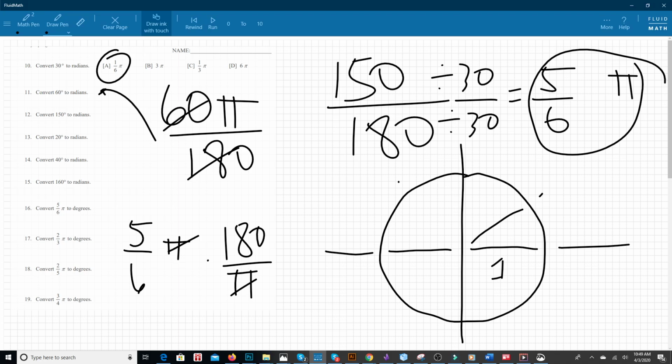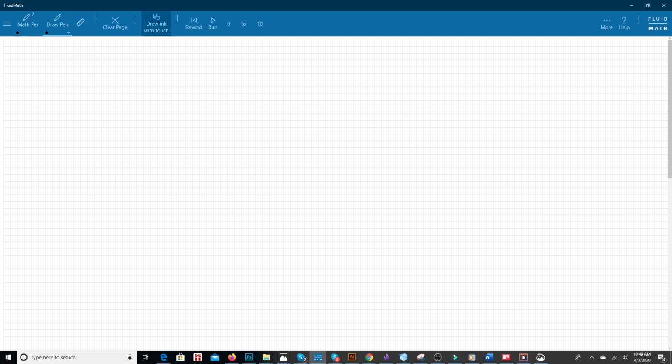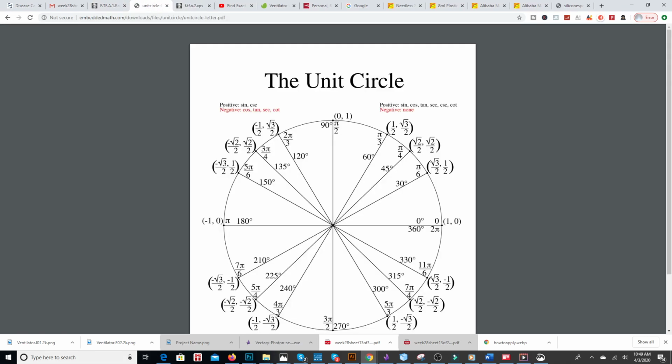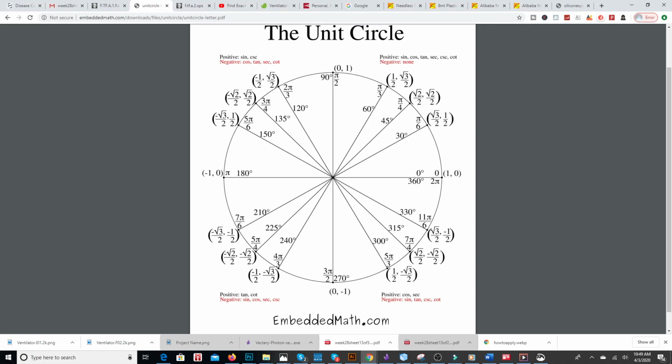Trying to think if there's anything else that needs to be done here. Do I want us to get used to the unit circle? Well, let me clear this page and pull up the unit circle right here. This is the unit circle that you guys are going to be getting used to seeing. If you notice, from the origin to a point on the circle, it's 1, 0. The radius is 1, right? And it's actually on the x-axis.